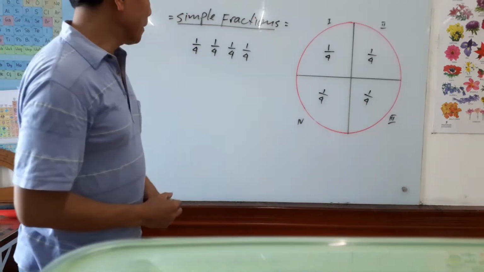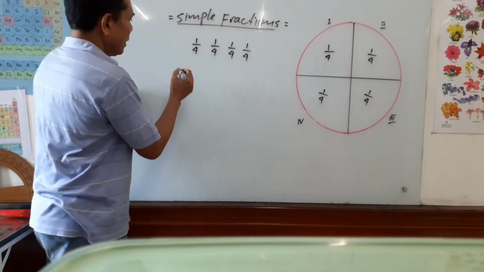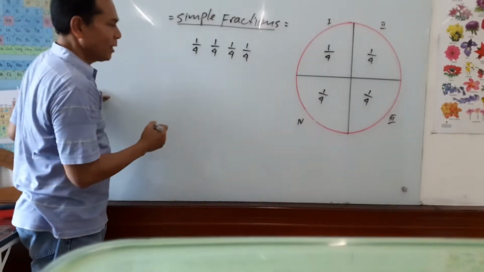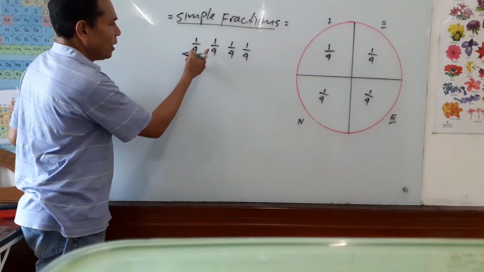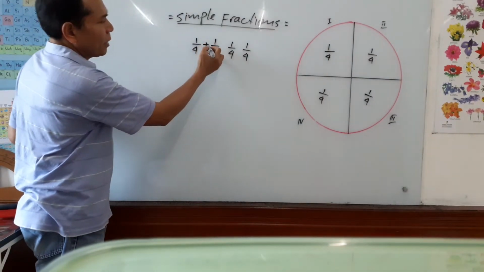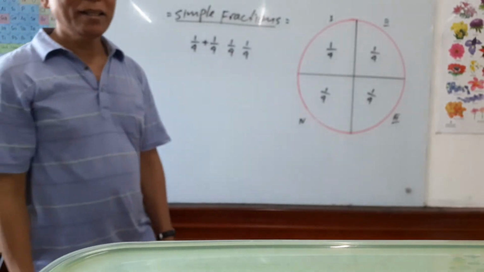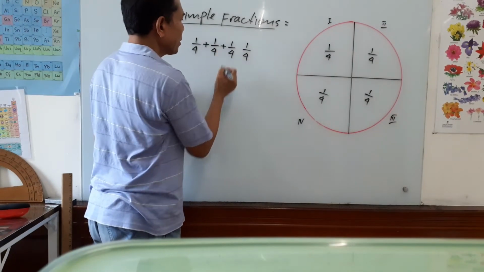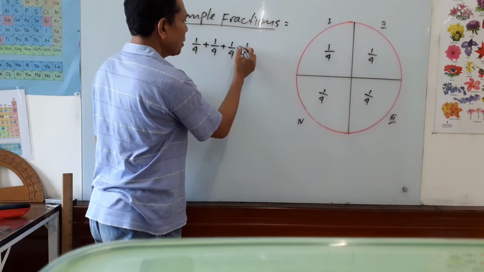So let's look here. We want to add them together, okay? We want to add them together. So we take this one here, we put positive sign here, okay? Plus. And here also, we put plus. Here also, we put plus.